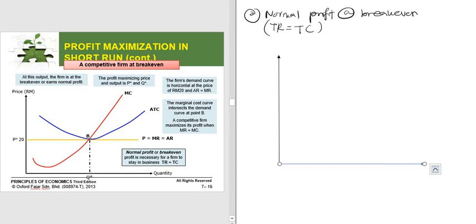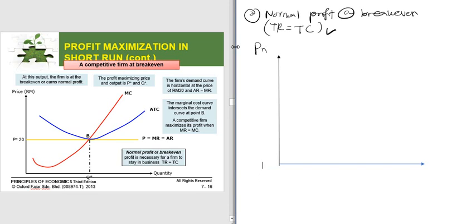Okay, next is for us to see how the firms in a perfect competition market get break-even or normal profit. Meaning the firms are not making losses and they are also not making profit. So what they get is basically their total revenue is the same as their total cost. Okay, so how do we illustrate total revenue equals to total cost on the graph?